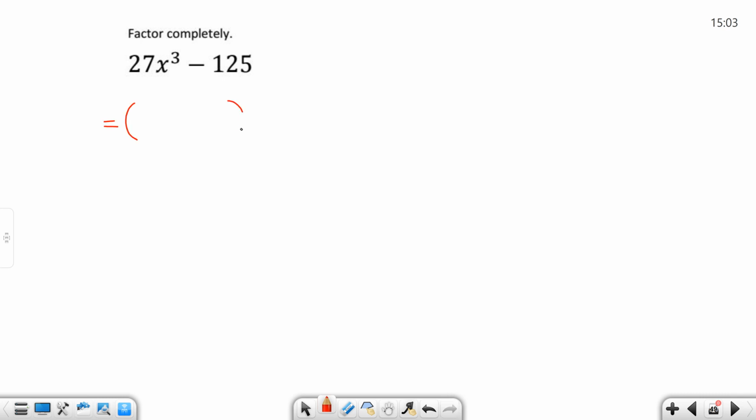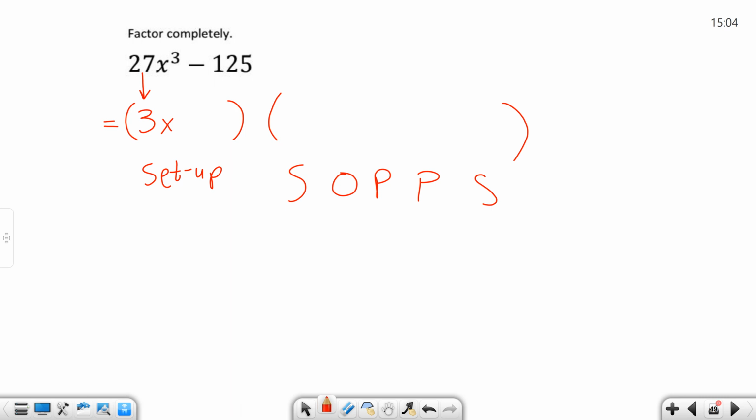So what I'm going to do is come down here and I'm going to do set up. And then over here I'm going to do SOPPS. Okay? My setup is going to be 3x. The cube root of 27 is 3. And then take 1/3 of the power here. 1/3 of 3, divide the power by 3 is 1. So then that's 3x. Then what do we do? We bring down our sign. So that minus sign just simply comes down right here. And then what do you cube to get 125? Or what is the cube root of 125? It's 5. Okay? So that becomes 5.